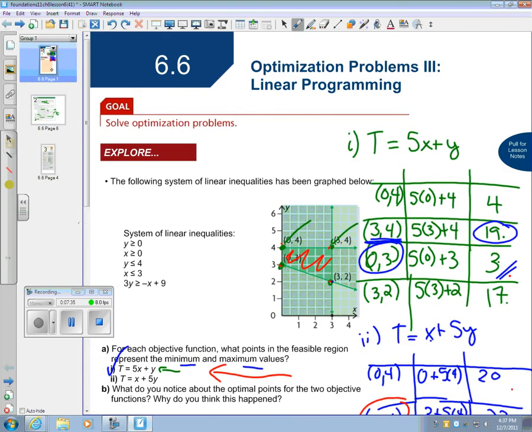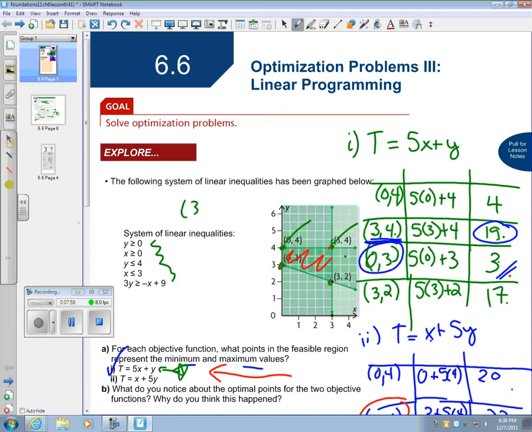So if I was looking for a maximum of this first optimal function, I've done all of my work. It's been graphed. I have my linear inequalities, my constraints. The last step I'd have to do is confirm that the point (3, 4) satisfies each of these. That's my final step. So let's see if (3, 4) satisfies this.